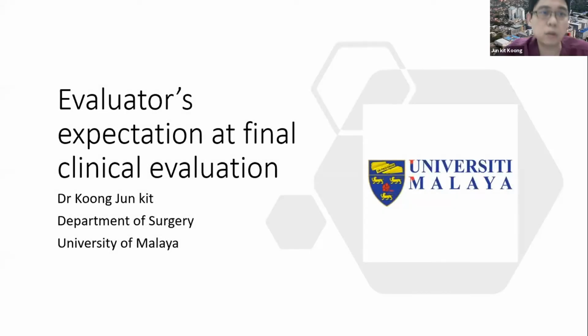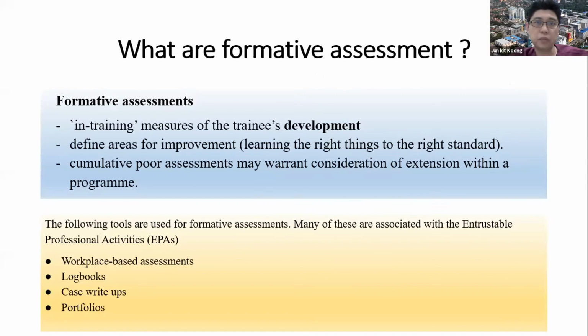So basically, I'll be talking about evaluator's expectation at the final clinical evaluation. As you know, in your final clinical evaluation, there are two sections: one's research, one's clinical. I'll be talking about the clinical part. Your clinical evaluation is part of formative assessment, which is basically an in-training measure of your development, and defines the areas of improvement.